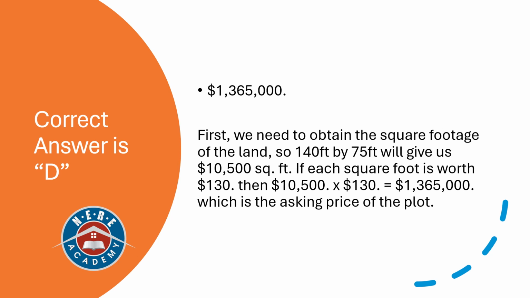We need to obtain the square footage of the land. So we're going to take 140 feet by 75, and that gives us 10,500 square feet. If each square foot of this property is worth $130, then you're going to take that 10,500 times 130 to give you a total of $1,365,000, which is the asking price of this plot.